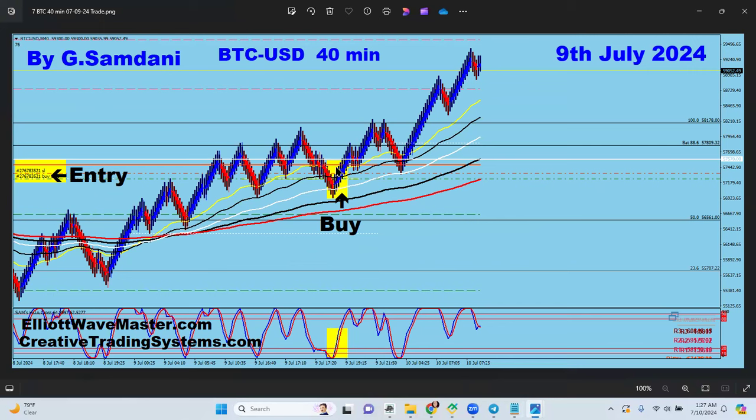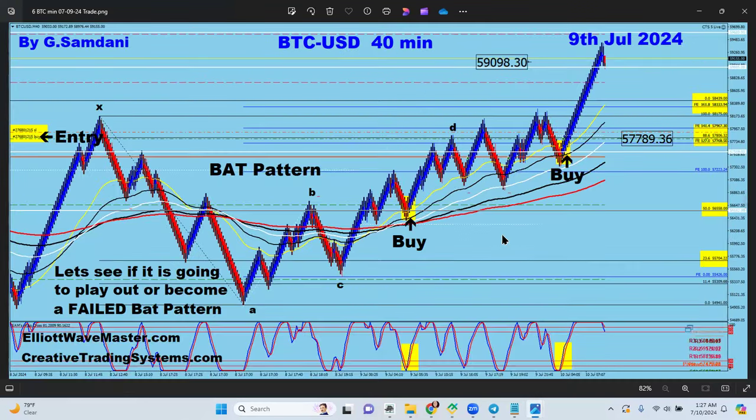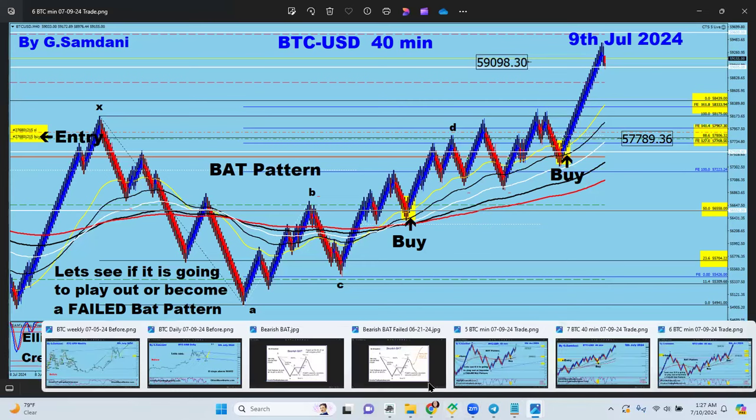This is opened manually, by the way. The EA didn't open it. Once I knew that this is what's happening, we opened that. So what happened is here, X, A, B, C, D was supposed to come down as a bat pattern. Now let me show you the diagram of the bat pattern, now that this is what happened.